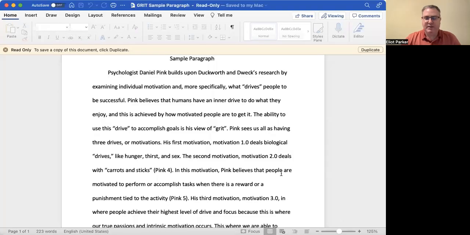So let me share my screen with you here. And this is just a sample grit paragraph that I put together on the fly. I looked at those sample paragraphs. Those sample grit paragraphs that were in the module were ones that students had done from previous semesters. Those are paragraphs that are certainly not perfect. They certainly could be improved in some ways, but it gives you an idea of how to approach these three theorists with regards to their philosophies and their ideas and beliefs on what grit is and why it's important.